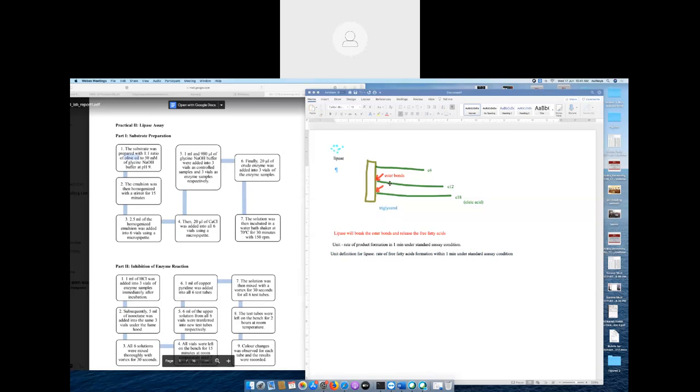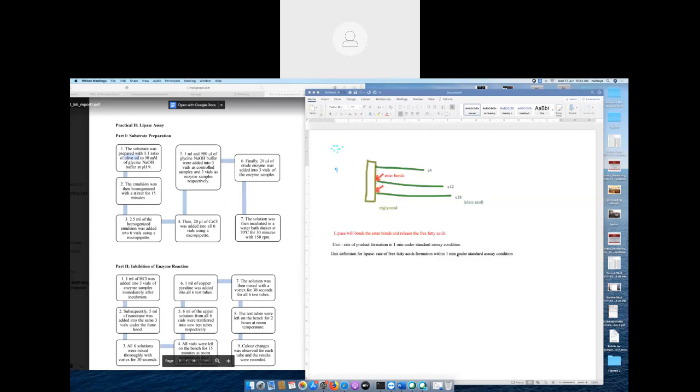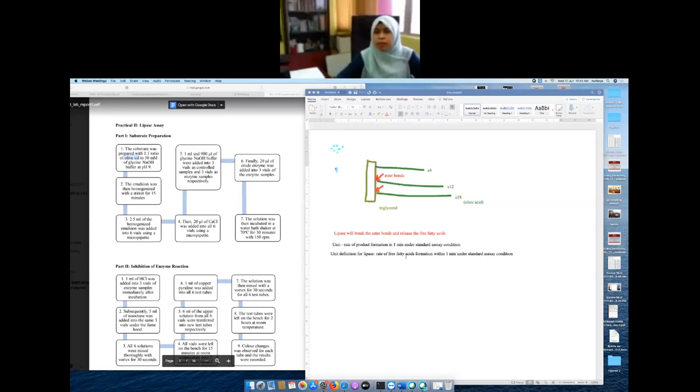Okay, what will be the product? Free fatty acid. So the definition for the lipase activity will be the rate of free fatty acid formation within 1 minute under standard assay condition, in micromole.